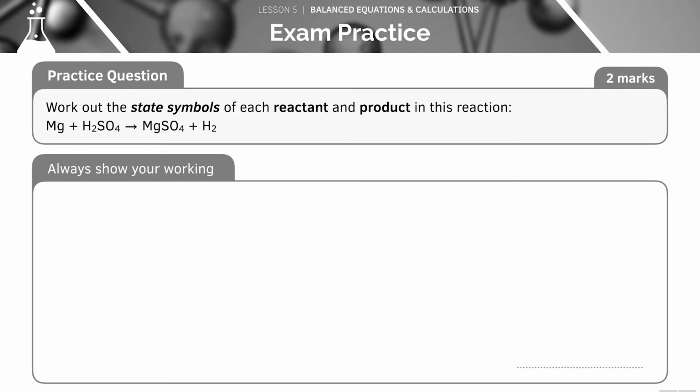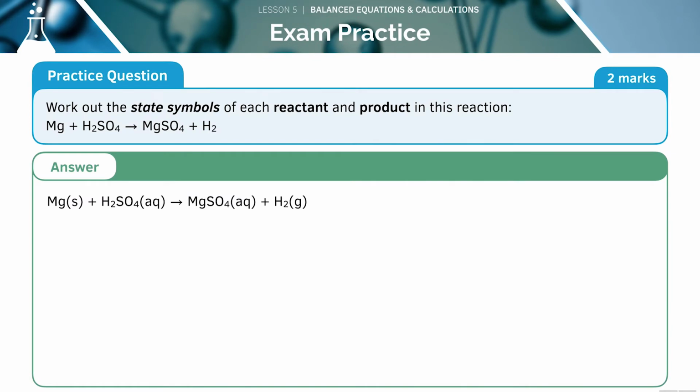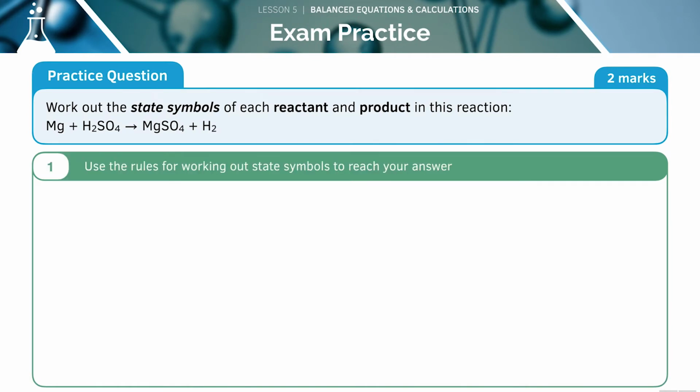Let's look at this exam practice question now. Pause the video here to have a go at this by yourself. This is the answer to the question. Let's use the rules for our state symbols to see how this was worked out.